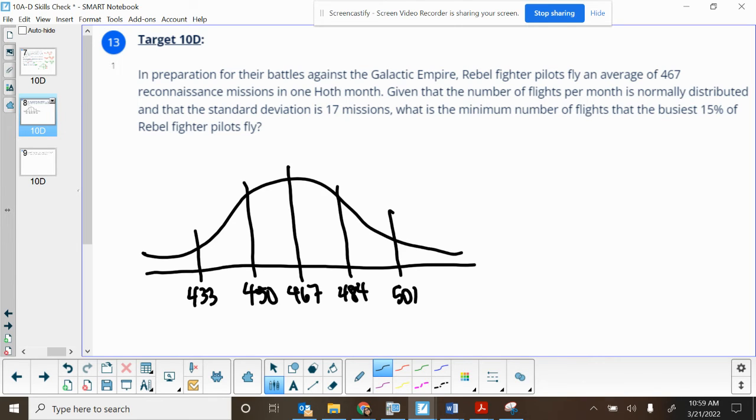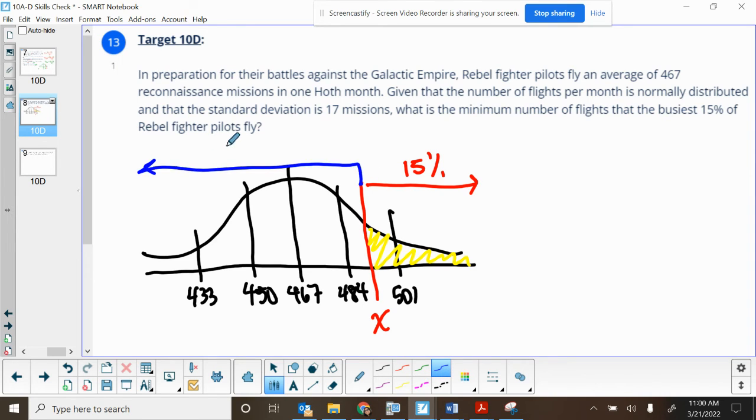Okay, and then it says, what is the minimum number of flights that the busiest 15%? So busiest pilots fly the more flights. So the busiest 15% will be like here. This is 15% to the right. So remember, if you have an older calculator, you have to go to the left and you have to say it's 85%.